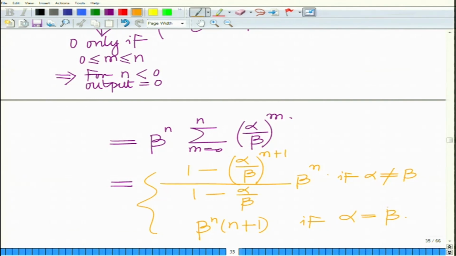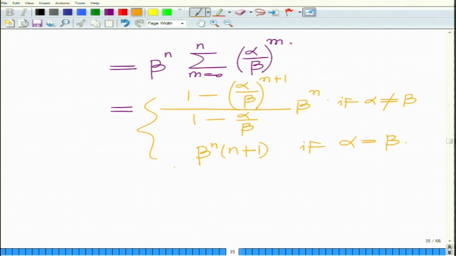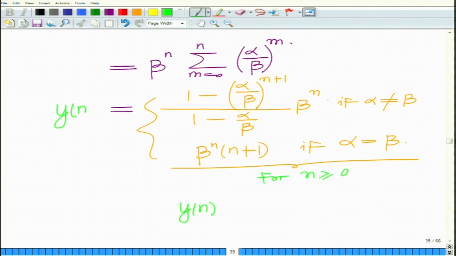And both these are for n greater than or equal to 0, and y n equal to 0 for n less than 0. That is the complete expression for the output signal y n. We have derived the expression for the signal y n.